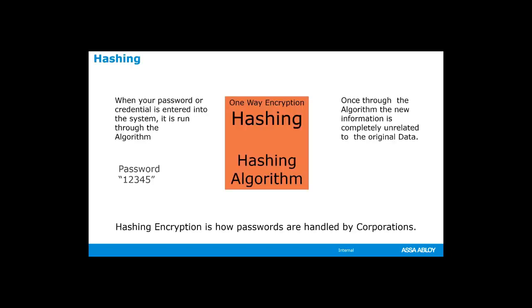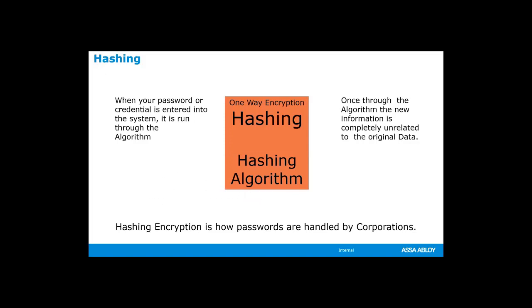This is how a company handles your password without ever knowing what your password is. With hashing, your password is run through an algorithm to produce a password which is recognized by the company as your password. The original password and the password produced through the algorithm are completely unrelated, and since the hashing algorithm is unknown, there is no way to determine what your password is from the password created by the algorithm.